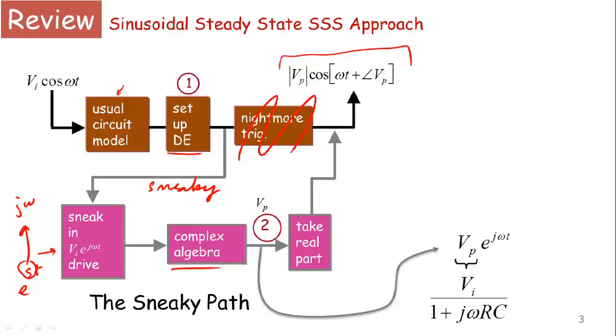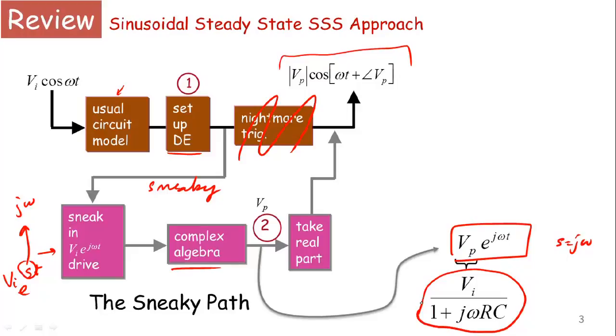What we found was that for an e raised to st kind of drive, my response was of the form Vp e raised to j omega t. So if my input was Vi e raised to st, my response was Vp e raised to st, where s was j omega shorthand. Vp was a complex number, the complex amplitude of the response, and for the RC circuit with the sinusoidal input it was given by Vi divided by 1 plus j omega RC.